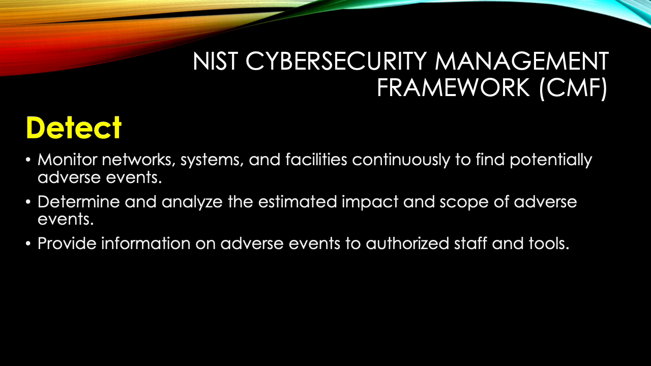Then the next one is detection. Here you're trying to detect by monitoring network systems and facilities continuously to find potentially adverse events. You determine and analyze the estimated impact and scope of adverse events. If something happens, a threat, an attack, a hack, a ransomware incident, what is the impact and the scope? Provide information on adverse events to authorized staff and tools. This is a part of your detection. Something seems to be anomalous. Figure out what it is and figure out what to do with it.